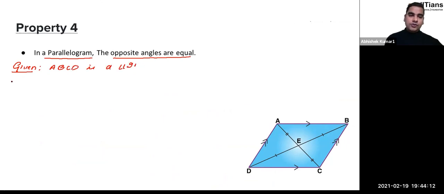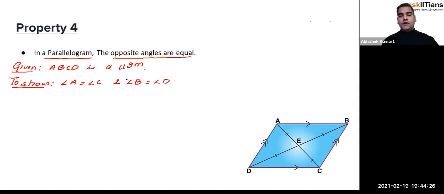And what do we have to show? We have to show that angle A is equal to angle C and angle B is equal to angle D. That is what we have to show, because these are the opposite angles. So A needs to be shown equal to C, and angle B that you have is equal to angle D. Understood? So let's see the proof.